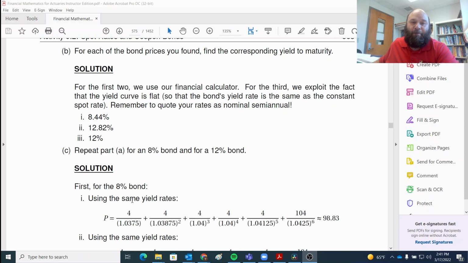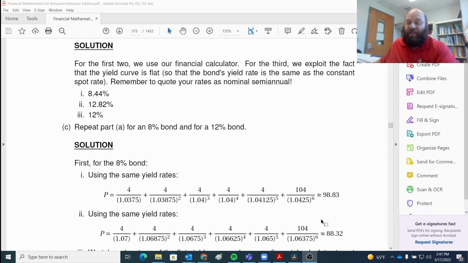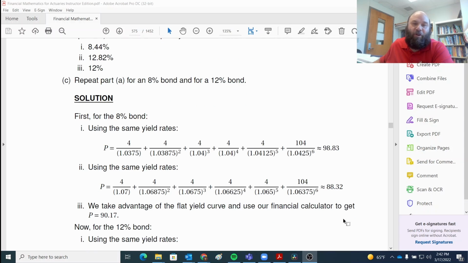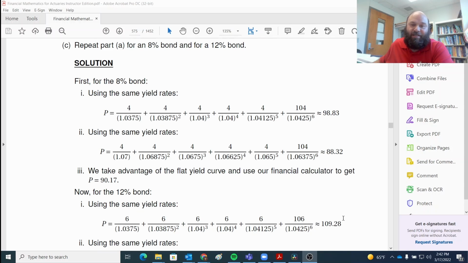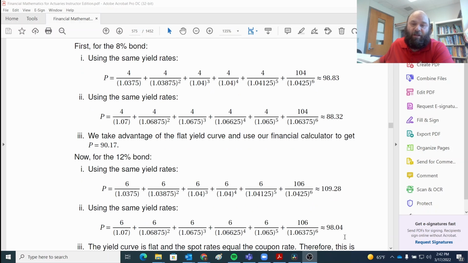So we do the same thing with an 8% bond, and now we have a discount bond, 98.83 with the normal yield curve, whereas with the inverted yield curve, we get 88.32. So that pattern appears to continue, even with a different coupon rate. And of course, with the flat yield curve at 12%, we can just calculate it. We get 90.17. And we do the same thing with a 12% bond. In this case, the same pattern emerges: 109.28 with a normal yield curve, 98.04 with an inverted yield curve.